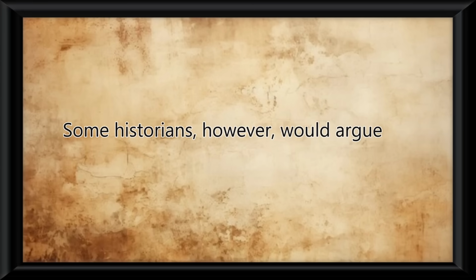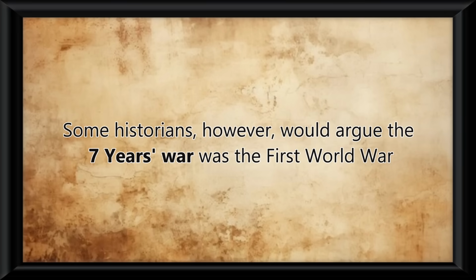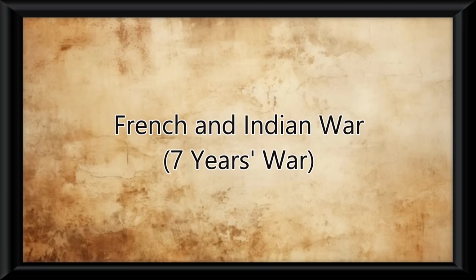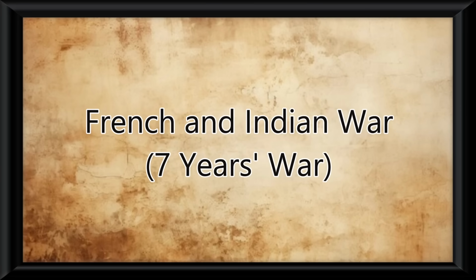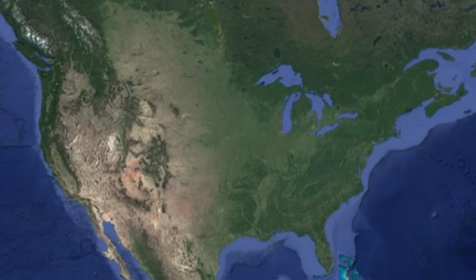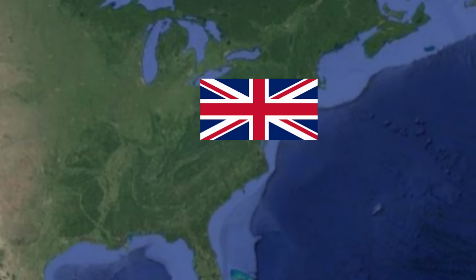Some historians, however, would argue the Seven Years' War was the First World War because there was involvement from countries all over the world. The fact is, this war is complex and was fought in many theaters, but for AP US history, we will only examine the US side of things. This war started because of territorial disputes, particularly in the Ohio River Valley, and mostly in the New World between the British and the French.